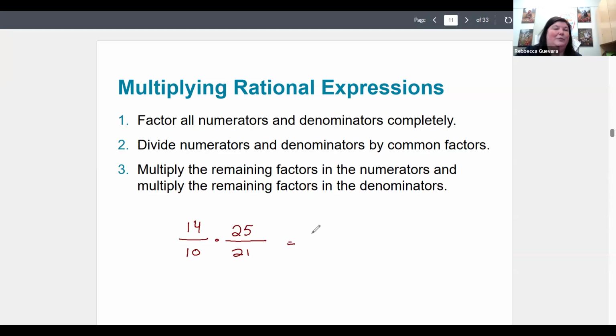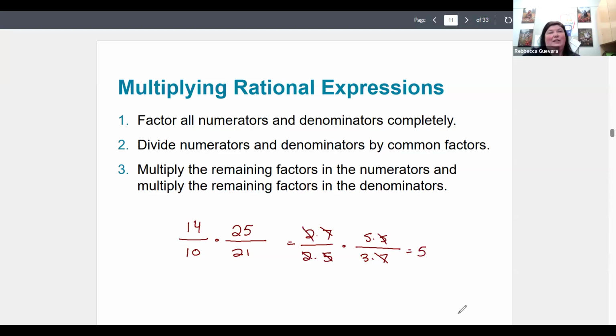So if we were factoring these, we would see this is a 2 and a 7. This is a 2 and a 5. Here this is a 5 and a 5. And here that is 3 and 7. You may have done this with fractions at one point, but we see we have a 7 up here and a 7 down here. They're going to cancel. The 5 and the 5 would cancel, the 2 and the 2, and we're just left with the 5.